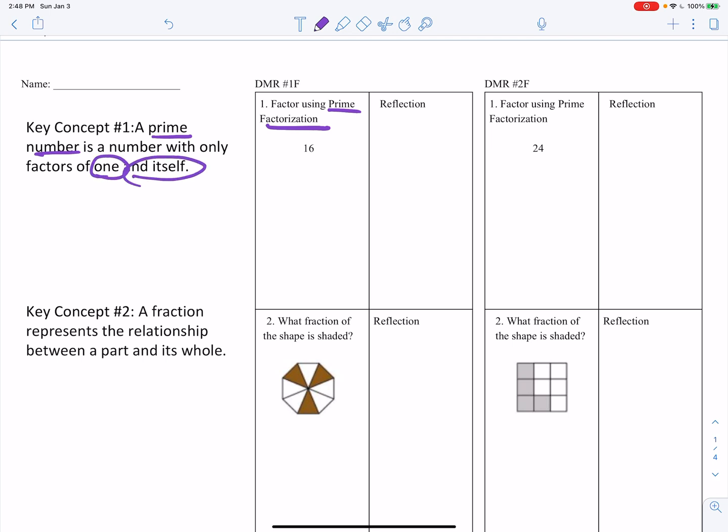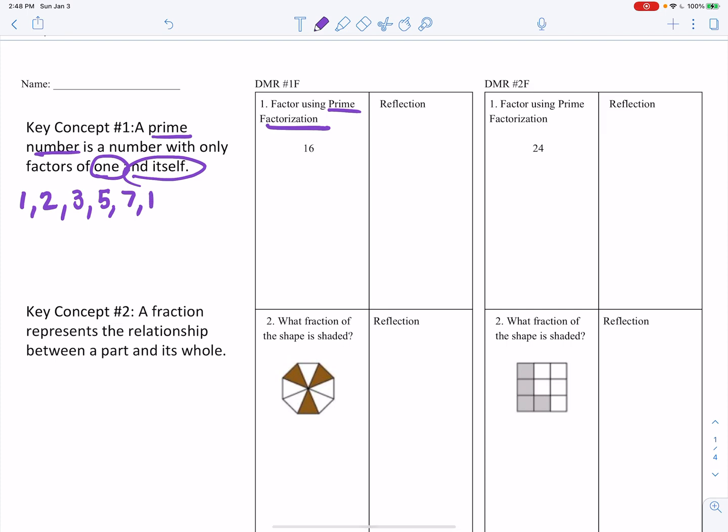So let's list those. 1 times 1, 2 times 2, or 2 times 1, 3 times 1. 4 can be 2 times 2, so it is not prime. 5 can only be 5 times 1. It only has 2 factors, 1 and itself. 6 has factors of 2 and 3, so 2 times 3, that is not prime. 7, 8 is 8 times 2, 9.